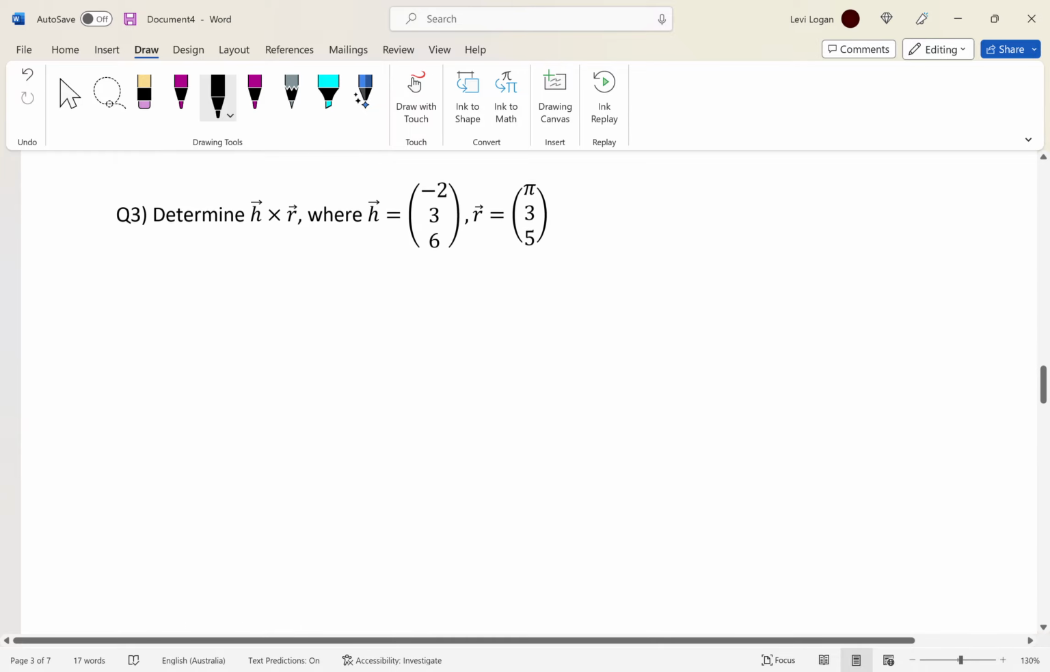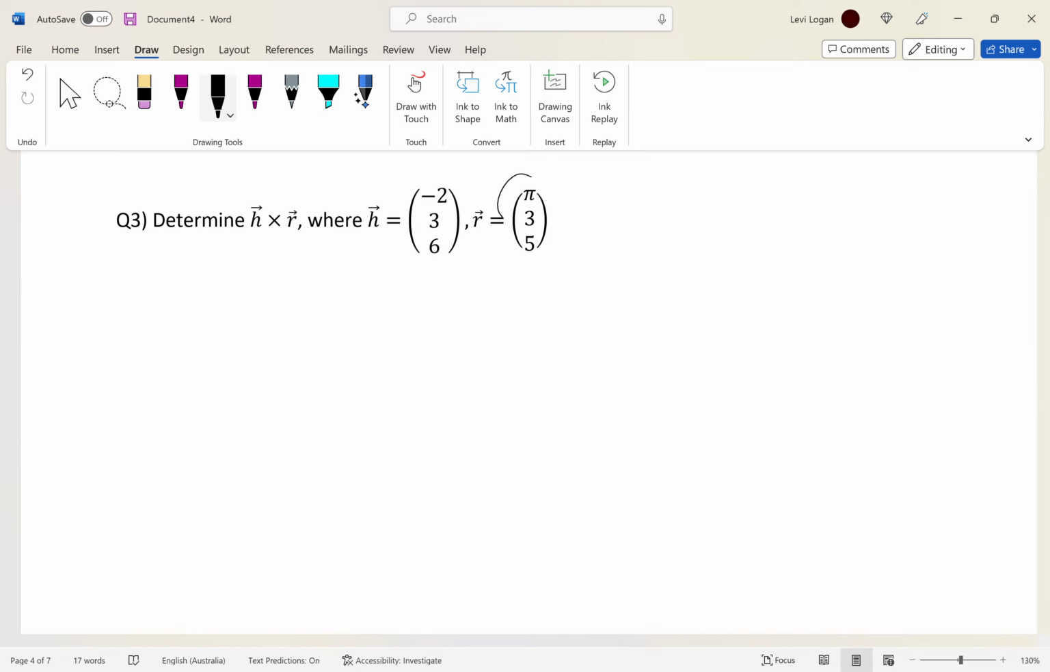Last question of this video. Oh, we put in pi in here. That looks a bit yucky, but pi is just a normal number, so just do the same algorithm we've been doing throughout this whole video. If you want to have a go at question 3, feel free to have a go, and then I'll start solving it. Alright, so determine h cross with r, and h is given here, and r is given here.